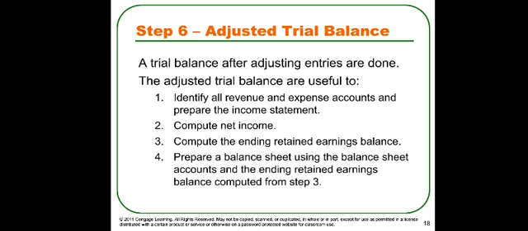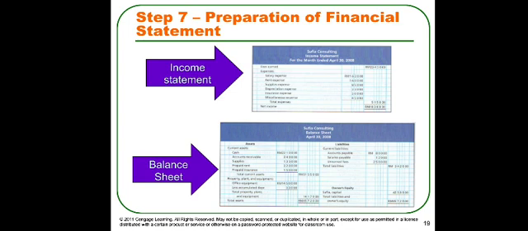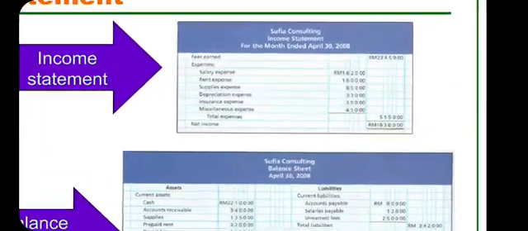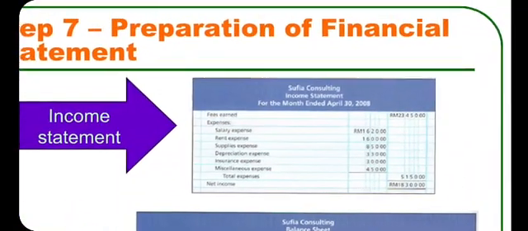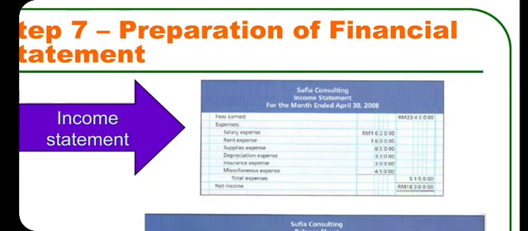Okay, after you have prepared the adjusted trial balance, now you can do step 7 in the accounting cycle, which is the preparation of financial statements. So in this course, your focus is on preparing the income statement. Remember, the income statement is a statement that shows the performance of a business. So it shows the calculation of profit and loss. The format of the income statement is like this.